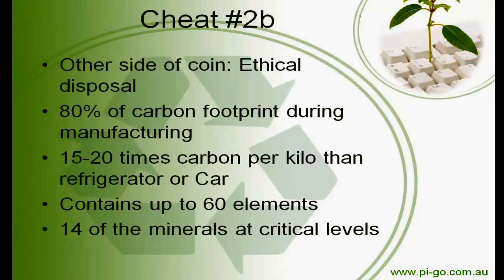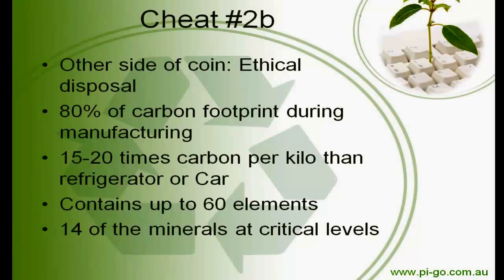There's a second part of cheat number 2, which I call cheat 2B. This is the other side of the coin. You're now replacing your technology, so you have to go through an ethical disposal. If you don't do this, then you are having a massive impact on the carbon footprint. Technology, by sheer nature of its manufacturing, has a huge impact on the carbon footprint of the world. 80% of the carbon footprint of a piece of technology happens during the manufacturing.